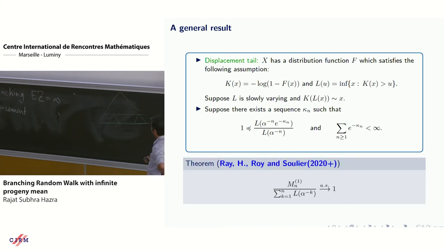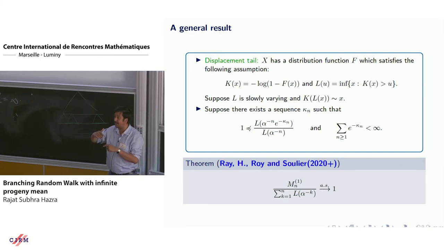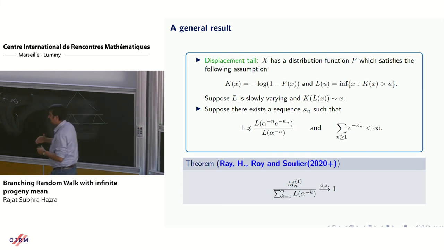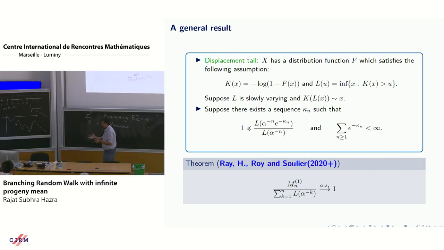So the result says now that the rightmost particle, you have to scale by the sum over k from 1 to n of L of alpha power minus k, and then it converges to 1. Now you can notice that this is a very strange scaling, in the sense that in this case all the generations contribute equally to the rightmost particle. The last generation has L of alpha power n, the second last generation has L of alpha power n minus 1, and so on till the topmost particle. So every generation seems to contribute to the rightmost particle.